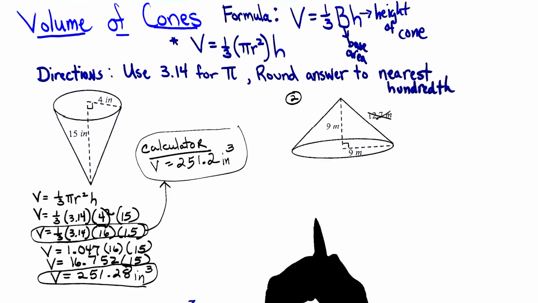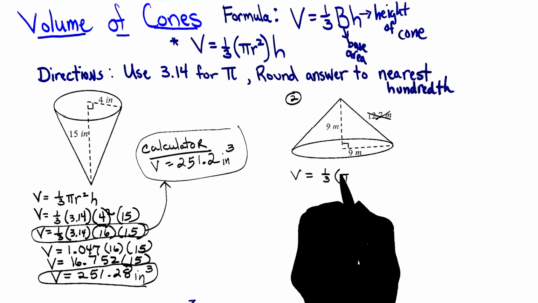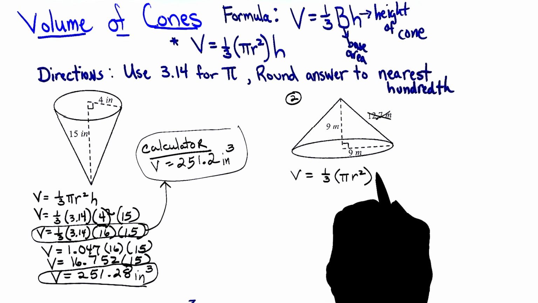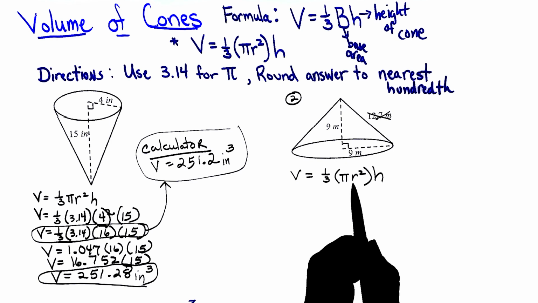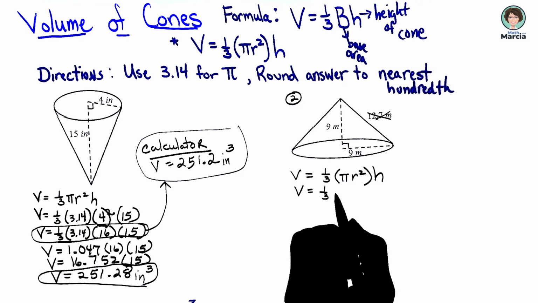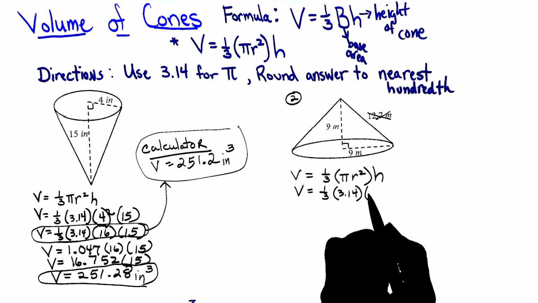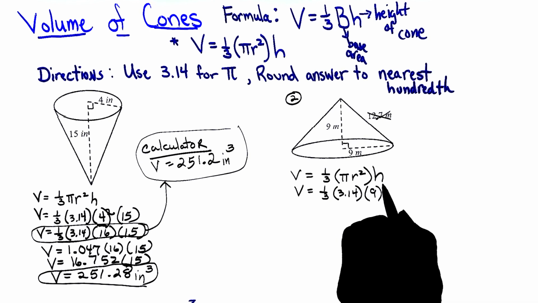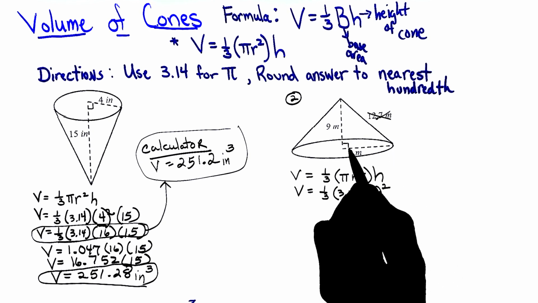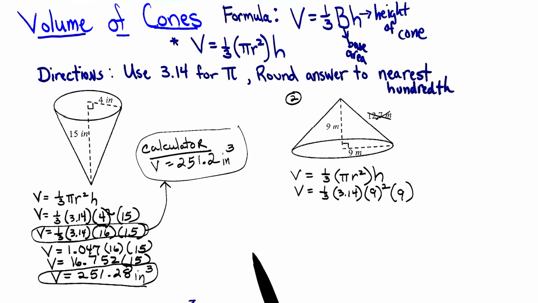So let's start by writing our formula again. Volume is equal to 1/3 pi r squared times our height, the area of the base times the height. So volume is equal to 1/3, and I'm going to then multiply it by 3.14. My radius is going to be squared, so it's going to be 9 squared. And the height always hits the base at 90 degrees. So the height is 9. Don't fall into that trap.